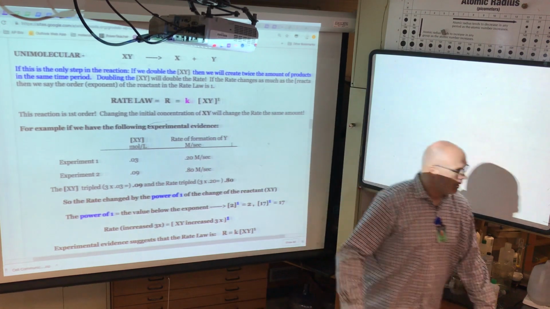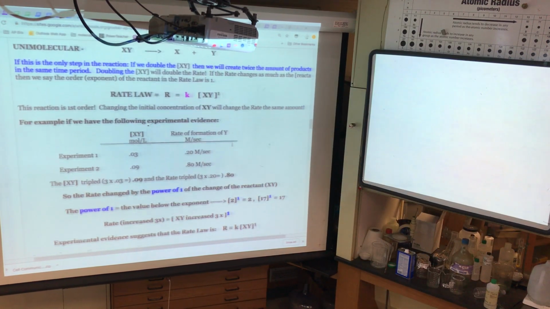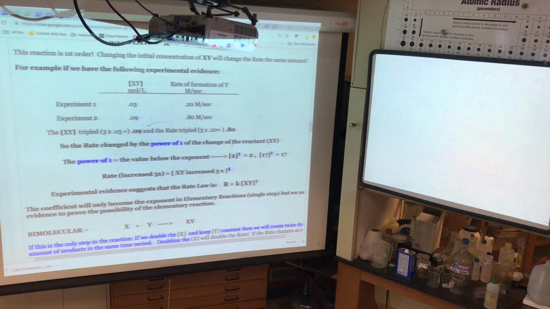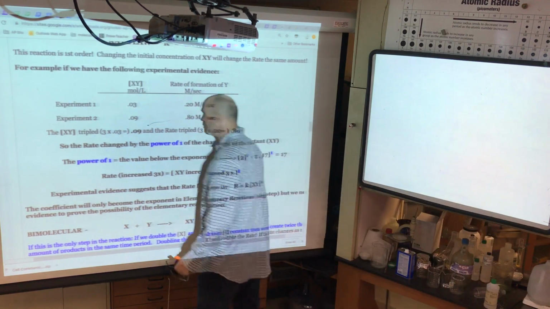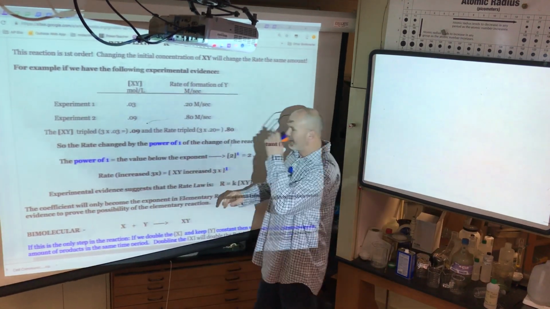So here's an example of the experiment, okay? Just to see. And what we do, and I call this the eyeball method. Okay? Meaning what?